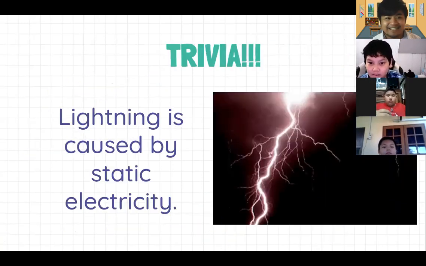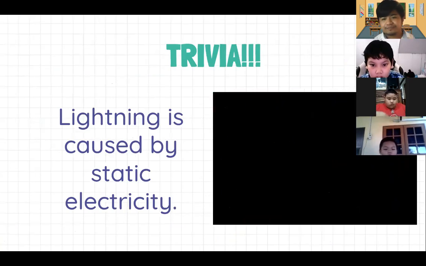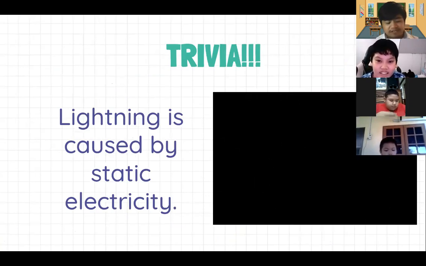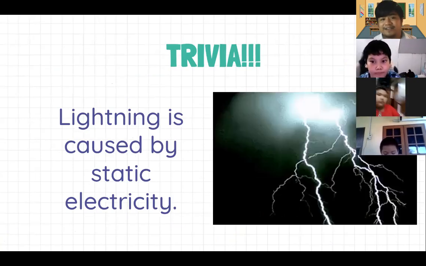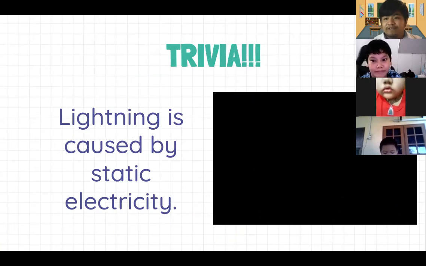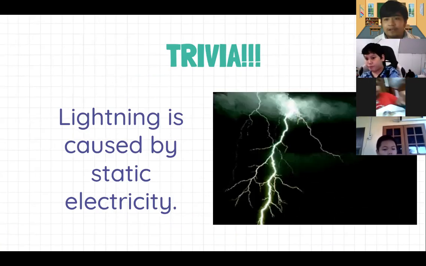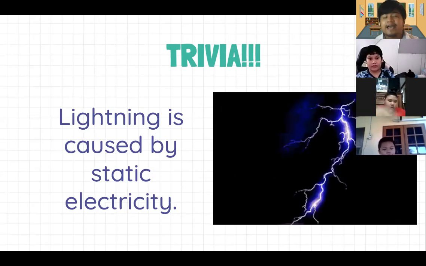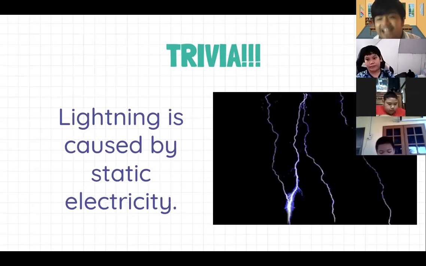Okay. So here's a trivia. Lightning is caused by static electricity. It's here in your book. Positive charges form at the top of the cloud and negative charges form at the bottom of the cloud. When the charge difference becomes too great, a spark is formed. It is observed as lightning. So if I ask you to give me an example of something that is caused by static electricity, you say lightning.